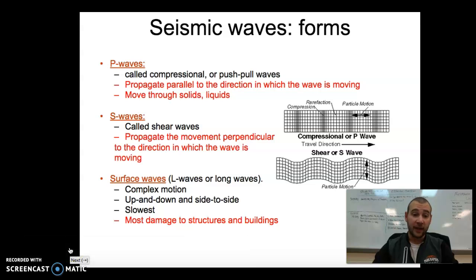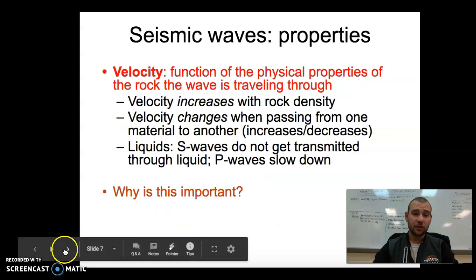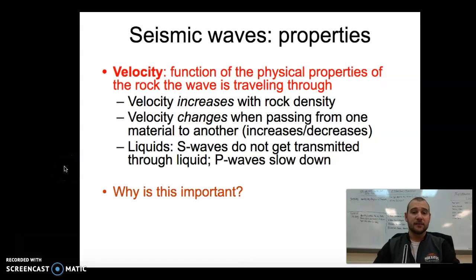You've got to know the language a little bit. So let's move along. Seismic wave properties. Another key term is velocity, and that's just a function of the physical properties of the rock the wave is traveling through. It's kind of how fast. Think about baseball. Velocity is just how fast you're throwing the ball. It's kind of the same thing here. How fast are the waves moving?